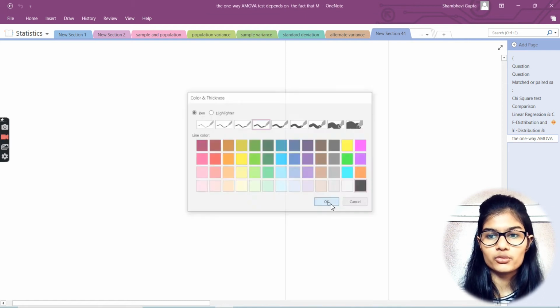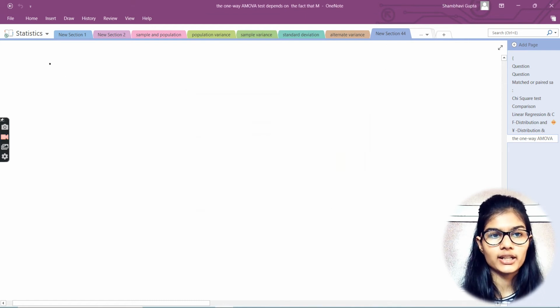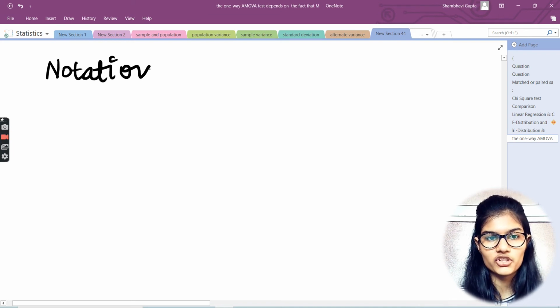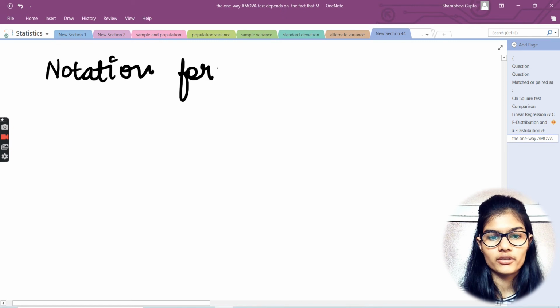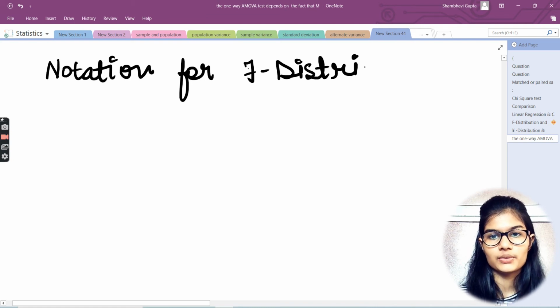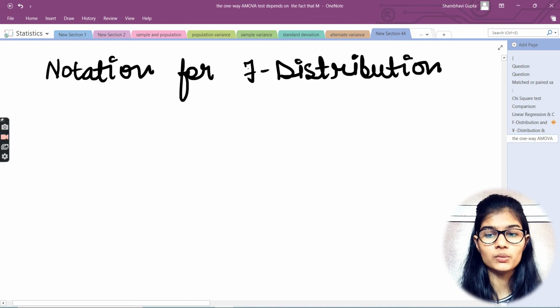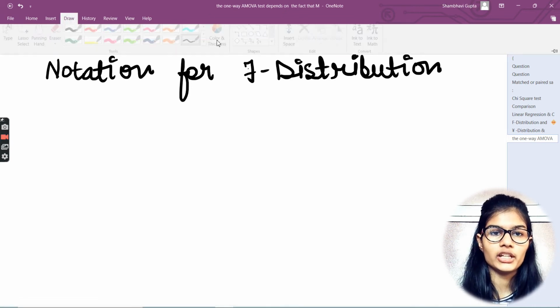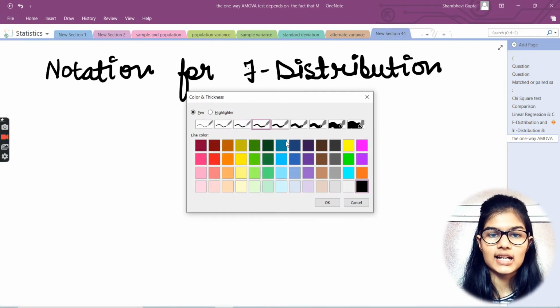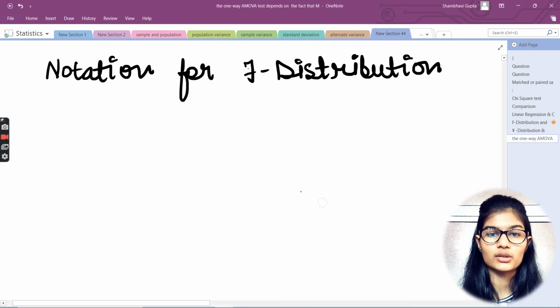So I would just take out a color here so that I could put on the heading. So here goes the heading, notation for F distribution. Great. So here we have the notation for the F distribution. We'll be seeing how we denote the F distribution, what the notation is, and what symbols we use.